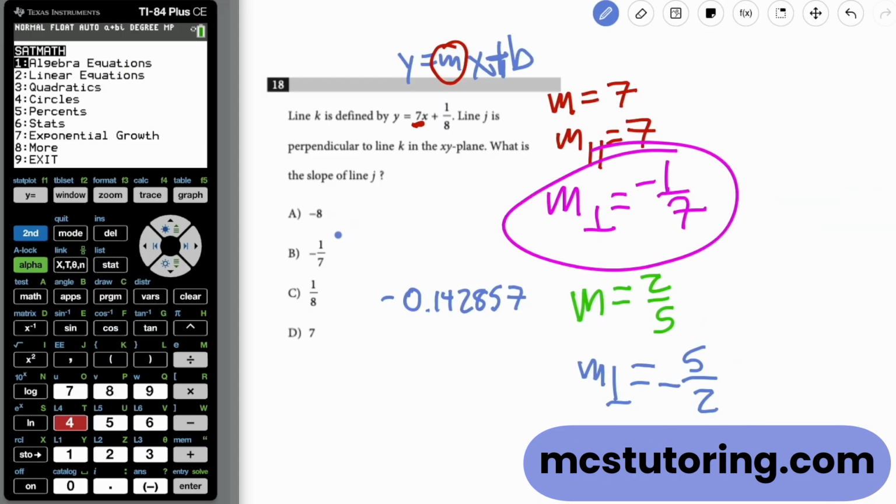So that if you went to the calculator, we know it's not positive. So we nix those two. And this number is not -8. Now, if you wanted to, you could plug in your calculator what's negative 1 divided by 7, and you'll get this answer, negative 0.142857. Just so you know that.